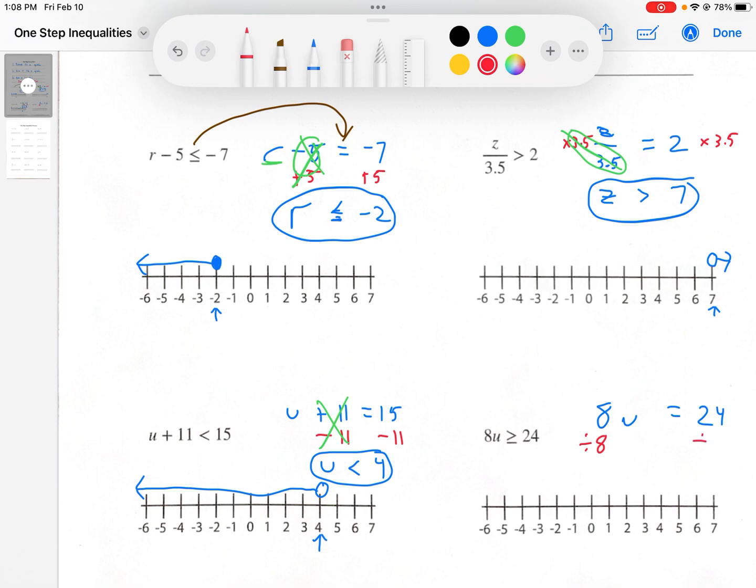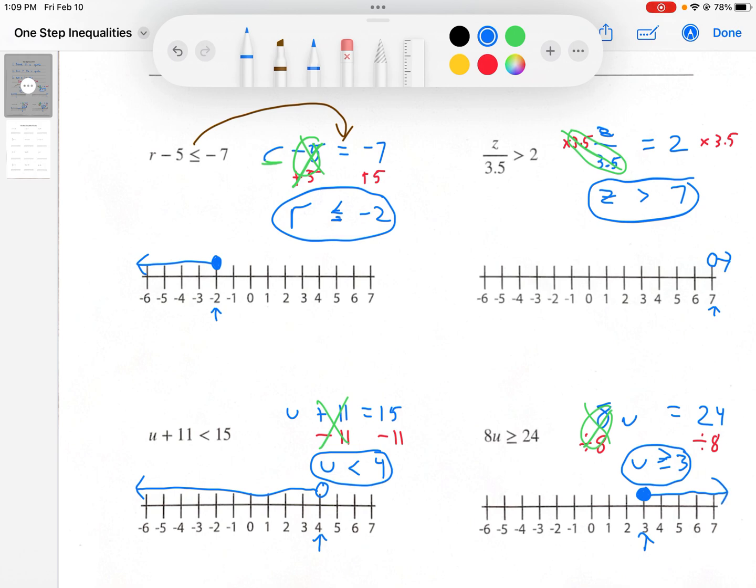8 divided by 8. 24 divided by 8. 8 divided by 8 cancels. I copy my variable, and 24 divided by 8 I calculate to be 3. Turn that back into the proper inequality sign that I started with. U is more than or equal to 3. Find my answer. Put down my circle, and this time I fill it in because my inequality sign had the line under it, and my arrow points the same direction as that inequality sign.